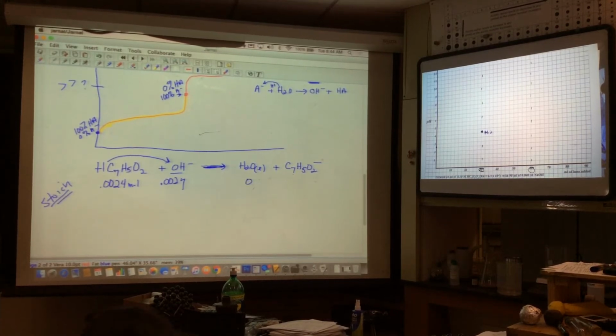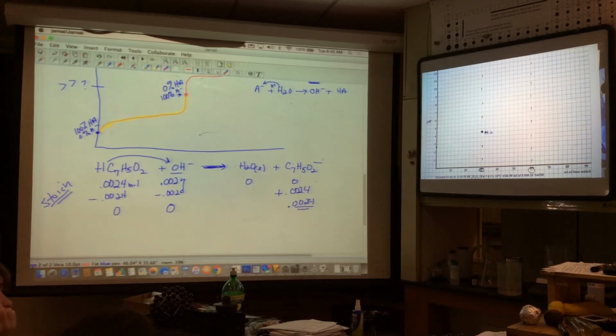So this is 0 initially, right? I know it's silly. We're going to minus 0.0024, and minus 0.0024. We're going to have 0 of this left, 0 of the base, because the base neutralized all the acid. But what are we going to have? Plus 0.0024. I know it's silly to write it, and you don't have to do this for this part of the problem. I'm helping you see it. I just made exactly the amount of conjugate base that I started with acid. All of the acid was converted to that.